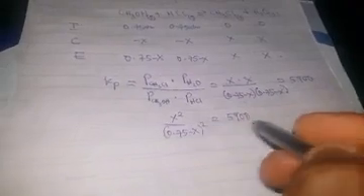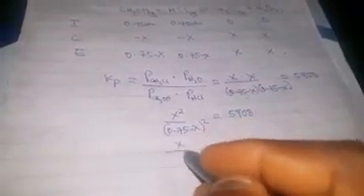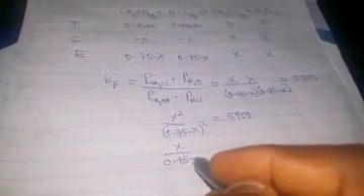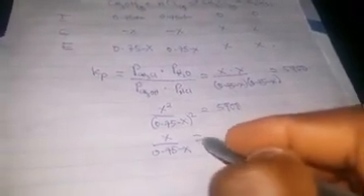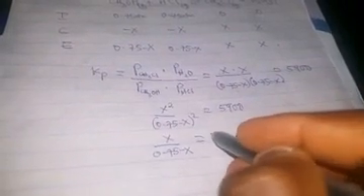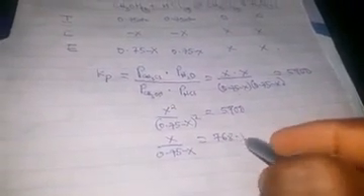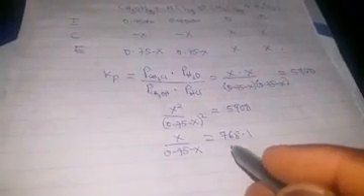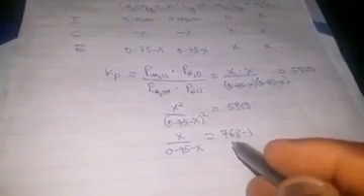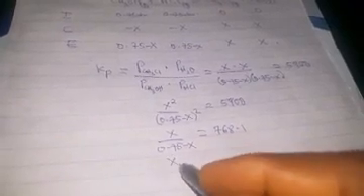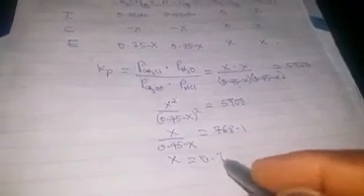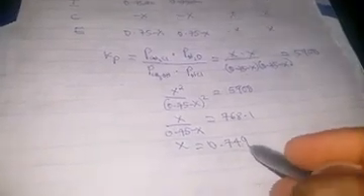At this point, we can take the square root of both sides. We get X over 0.75 minus X is equal to the square root of 5,900, which is about 76.8. So at this point, we'll cross multiply and solve for X. When we do that, we get X to be 0.749.